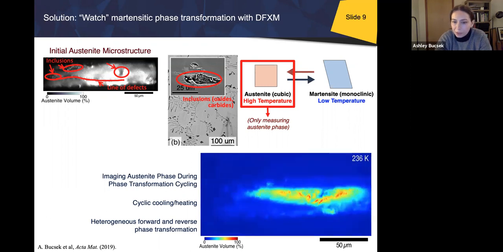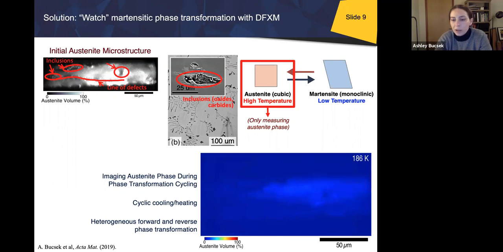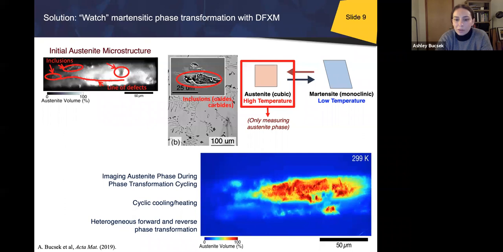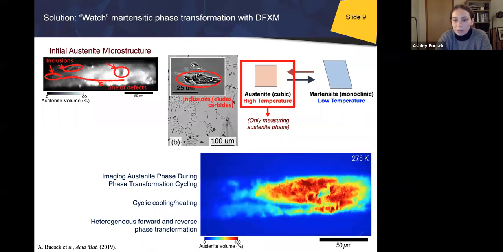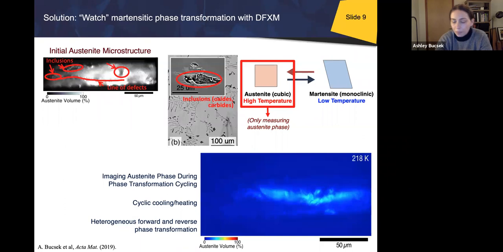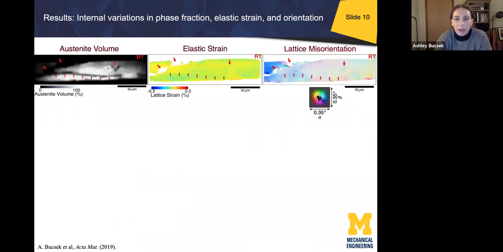that phase transformation. So here it's at low temperature, it's in the martensite phase. We don't see any austenite, and then we heat it and the austenite phase comes back as it goes through reverse transformation. And then we cool it again and it'll go back to the martensite phase. So we'll watch the austenite disappearing. So this is what we did. And then we took high resolution dark field measurements at a few different temperature points.